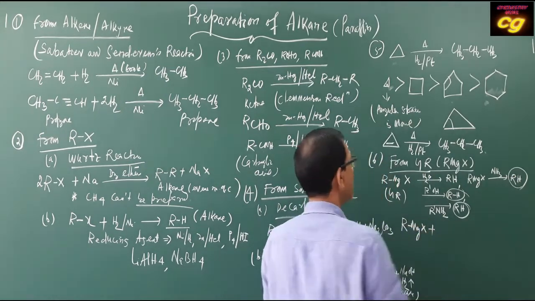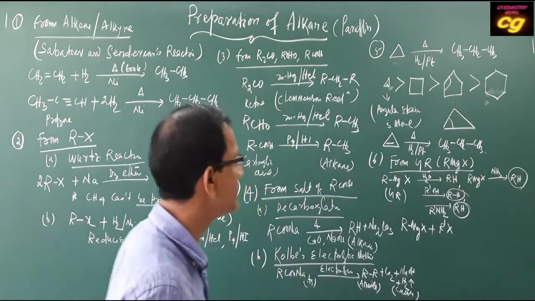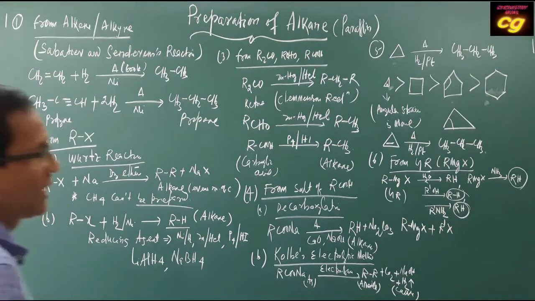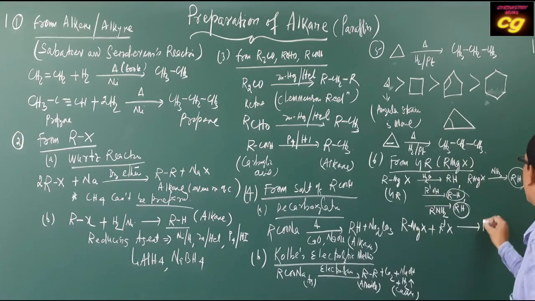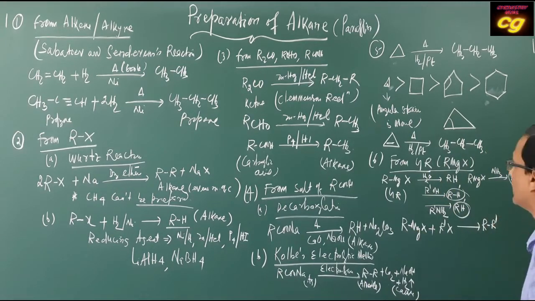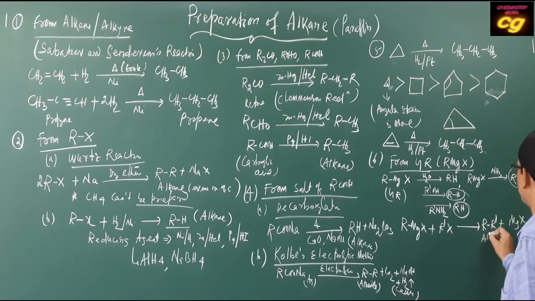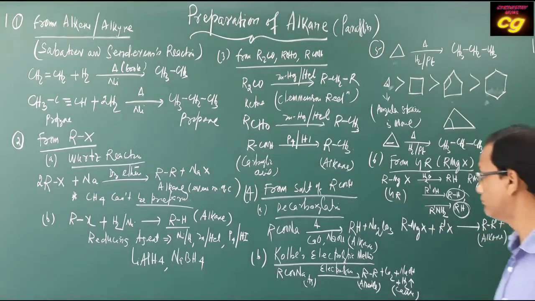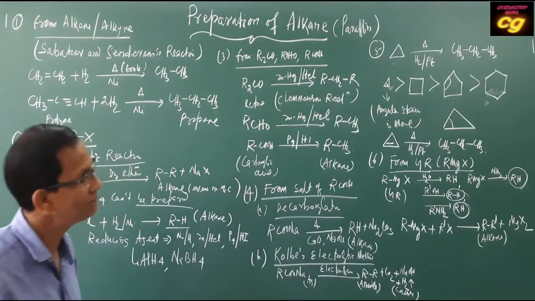In some cases, when Grignard's reagent reacts with haloalkane, R-X, it will produce a higher alkane. How? You see the reaction. R dash will join, producing alkane, and the side product is MgX2. This is also alkane. So from Grignard's reagent we can prepare alkane.